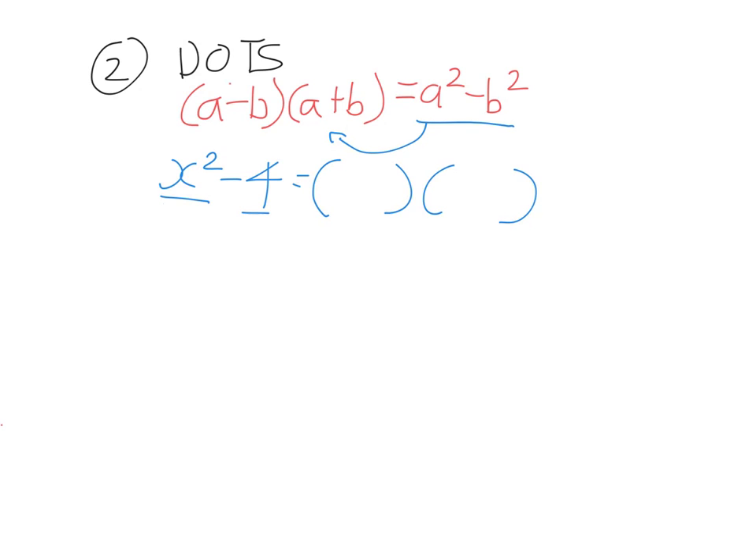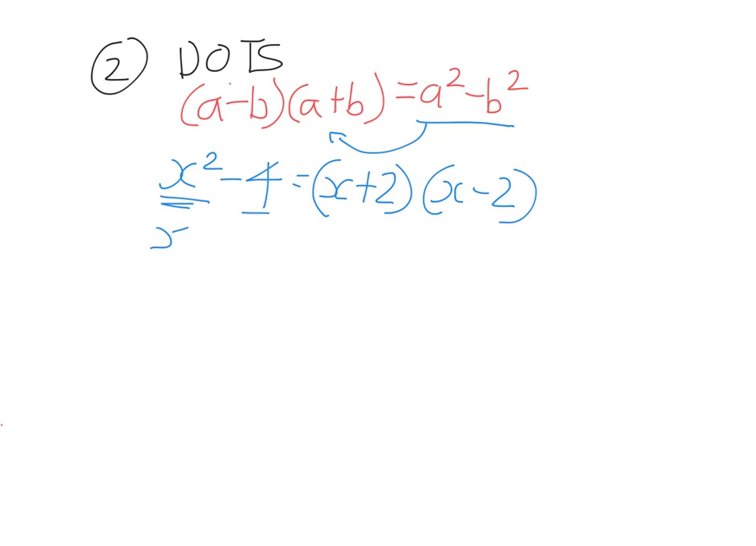So what do I square to get x squared? Of course, it is x. So I put an x at the front of each bracket. And then what do I square to get 4? It's obviously a 2, or if you like, the square root of 4, and then one has a positive and one has a negative sign. It doesn't matter in which order. It doesn't matter if it's x minus 2 times x plus 2. Okay, so let's look again.